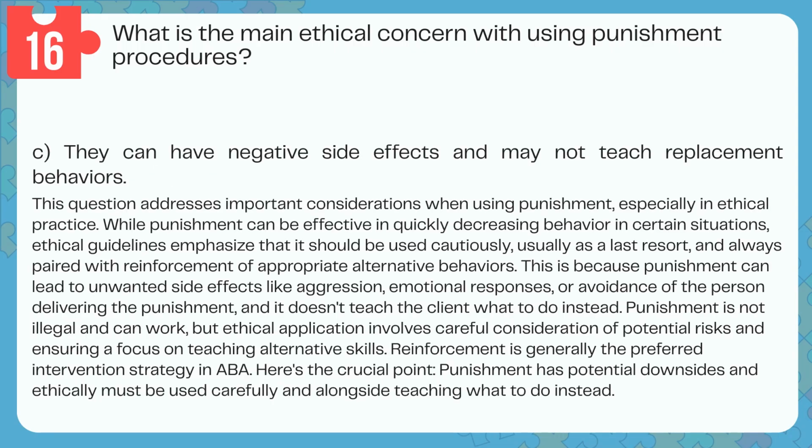Answer: C. They can have negative side effects and may not teach replacement behaviors. This question addresses important considerations when using punishment, especially in ethical practice. While punishment can be effective in quickly decreasing behavior in certain situations, ethical guidelines emphasize that it should be used cautiously, usually as a last resort, and always paired with reinforcement of appropriate alternative behaviors. This is because punishment can lead to unwanted side effects like aggression, emotional responses, or avoidance of the person delivering the punishment, and it doesn't teach the client what to do instead.